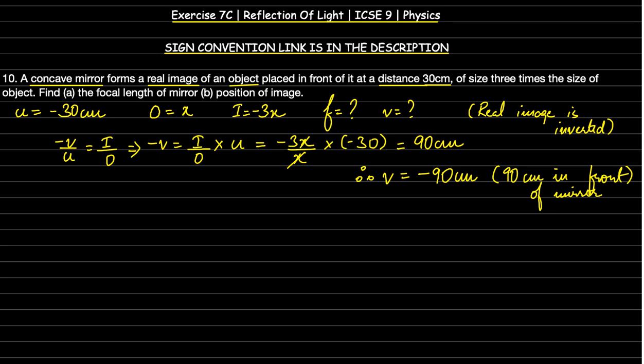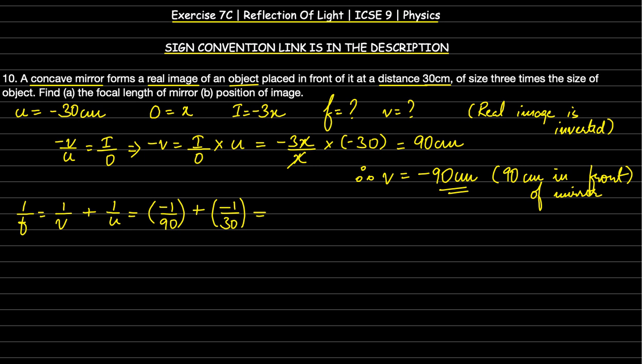Now we need to find the focal length. For finding the focal length, I will be using the mirror formula, that is 1 by f is equal to 1 by v plus 1 by u. So we'll be substituting the values. 1 by v happens to be minus 1 by 90, plus 1 by u happens to be minus 1 by 30.